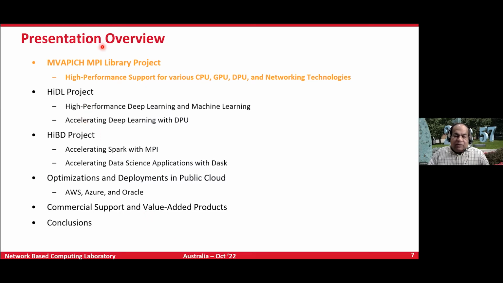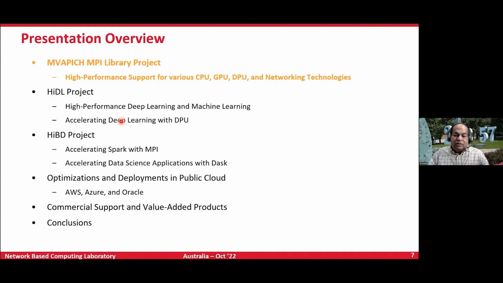So my talk will have these parts. I'll start with the MVAPICH MPI library project. Many of you might be familiar; if not, I'll introduce you. And here I'll try to give some insights on how we are designing high performance support for various CPU, GPU, DPU, and networking technologies.